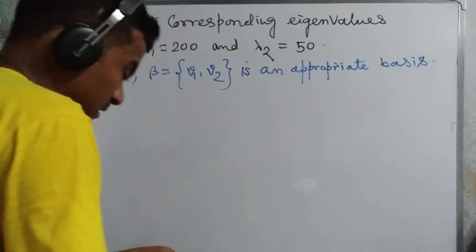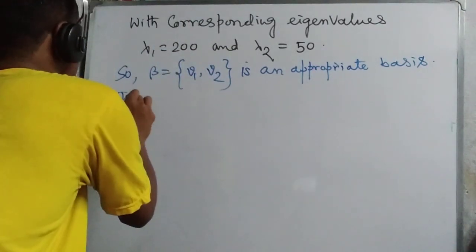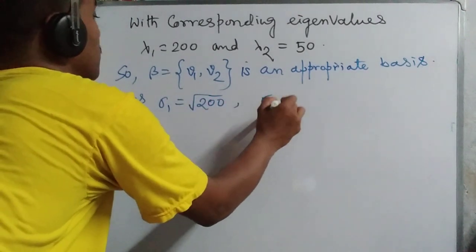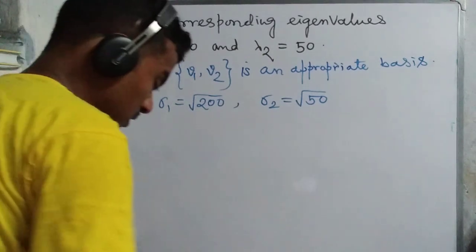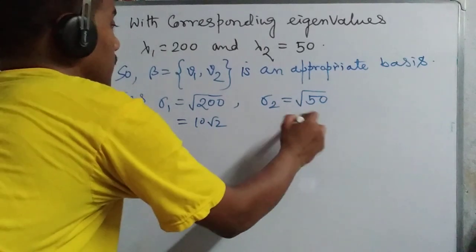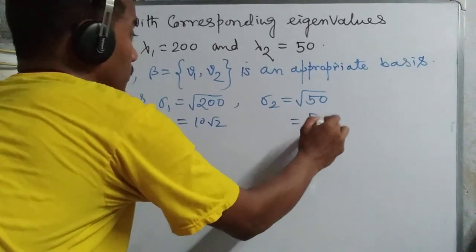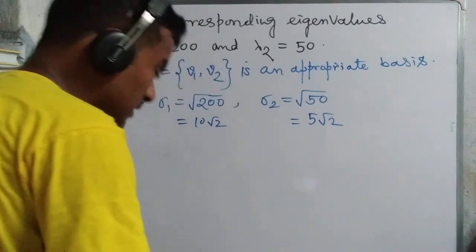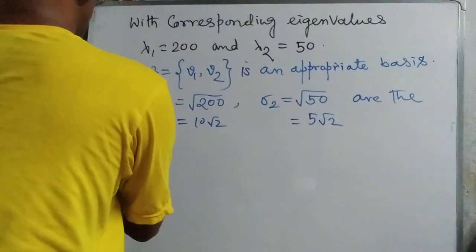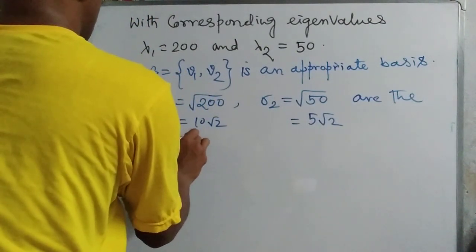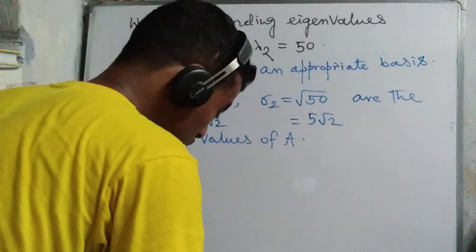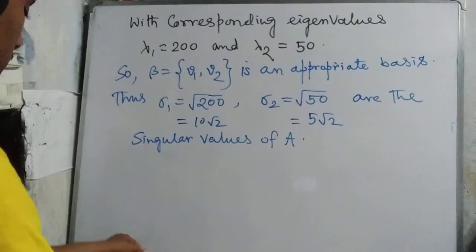Then what happened? Sigma 1 equal to root 200 and sigma 2 equal to root 50, equal to 10 root 2 and 5 root 2. These are the singular values of A. Understood?